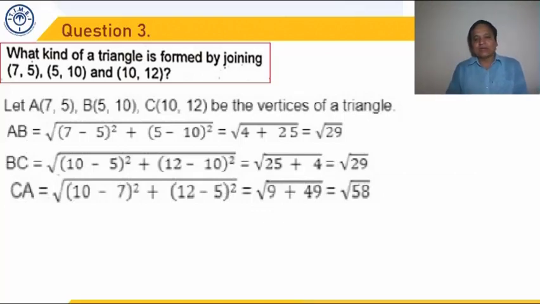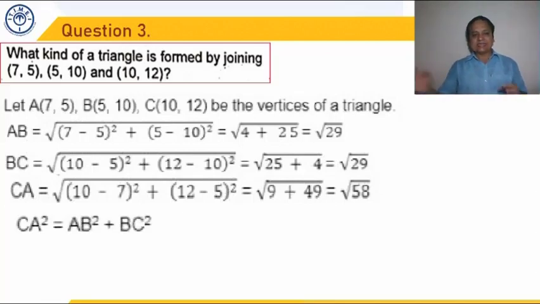Now, double of 29 is 58. If you carefully observe, CA square, that is root 58 square is 58, is equal to AB square, root 29 square is 29, plus BC square, root 29 square is 29, which is true in this case. This theorem is Pythagoras theorem. So Pythagoras theorem is applicable in this triangle. So this triangle is surely a right angle triangle. That means one angle of the triangle is 90 degrees.